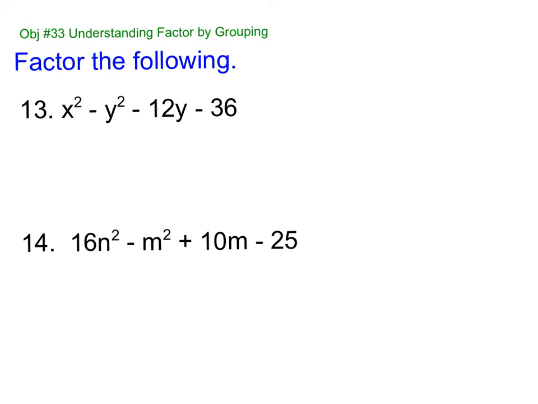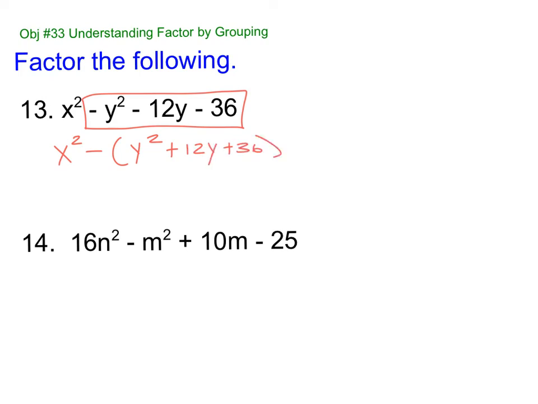What you need to notice is this. Oops. Why is my pen not working? That is a perfect square binomial multiplied out. However, there's a minus in front. So we are going to factor out that minus. X squared minus y squared plus 12y plus 36. Now you have to do that. This is y plus 6 times y plus 6. So x squared minus y plus 6 squared.